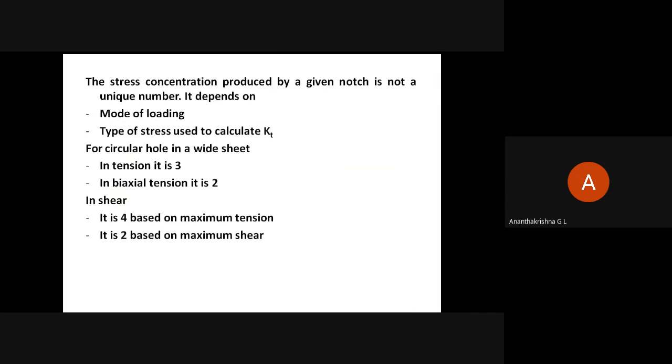Now coming to the conclusion of that part, it depends on the mode of loading and type of stress used. For a circular hole in a wide sheet, normally KT is around 3. For biaxial tension, it's around 2. In shear, it is 4 based on maximum tension, and 2 based on maximum shear. These are the tentative values of stress concentration factor KT.